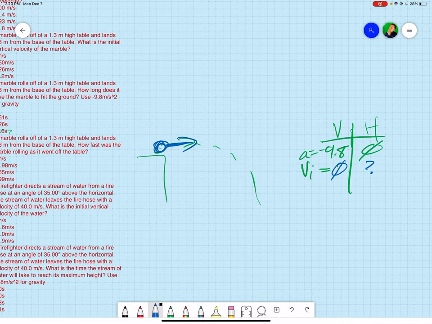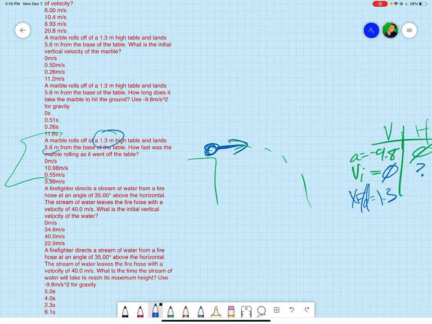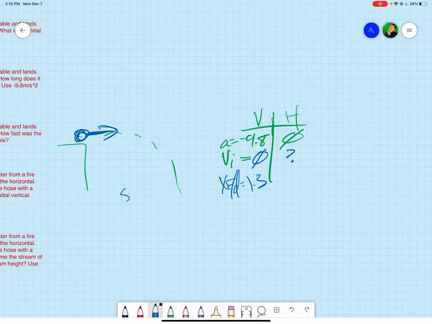You're going to have to go back, and what else? We're going to have to solve for distance. I'd use it as xf, or you could write it as d, your distance. Well, the table is 1.3 meters. Is that vertical or horizontal? Well, that's going to be vertical. It falls 5.6 meters away. Well, that's a horizontal distance. 5.6 is here.